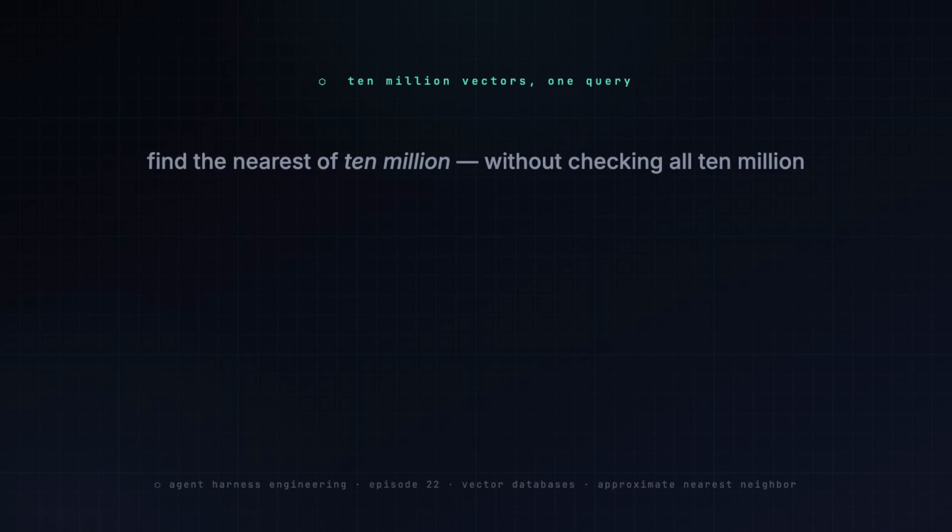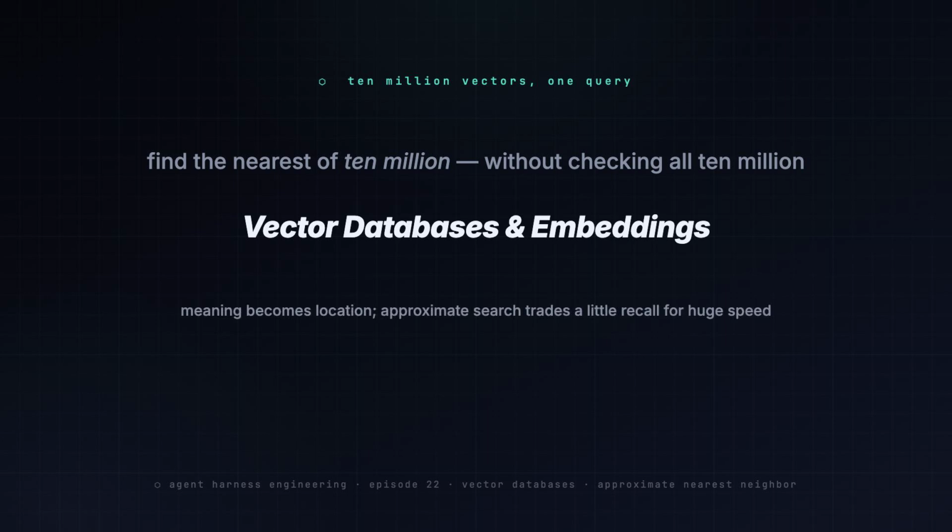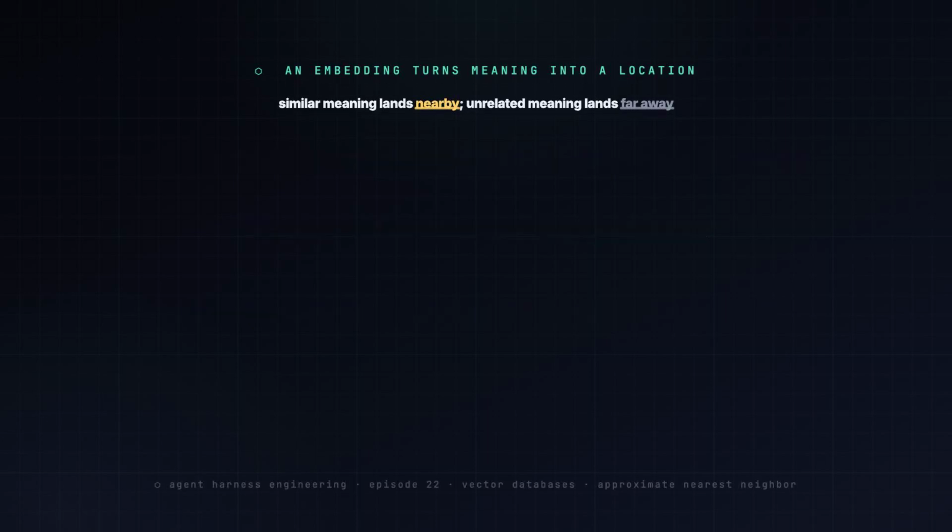Last time we slid retrieved chunks into the prompt and waved at "find the nearest vectors." But how does a database find the nearest of 10 million vectors without comparing against all 10 million? Start with what an embedding even is.